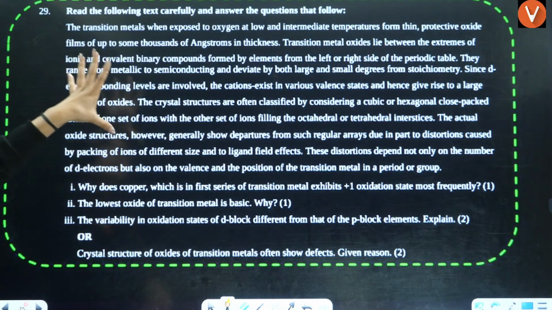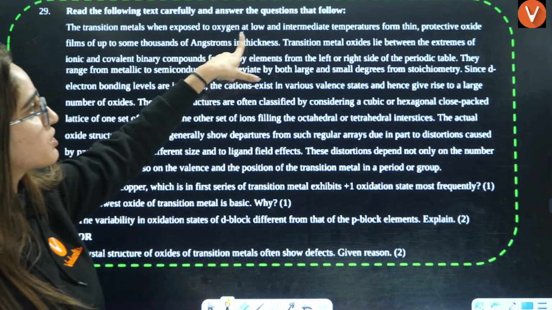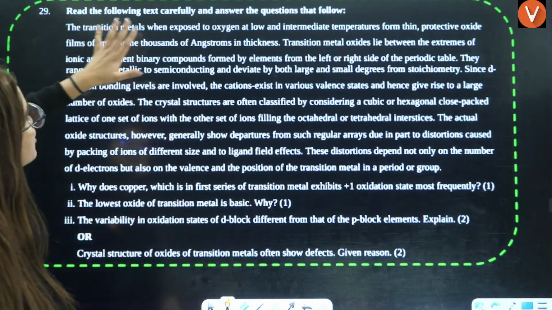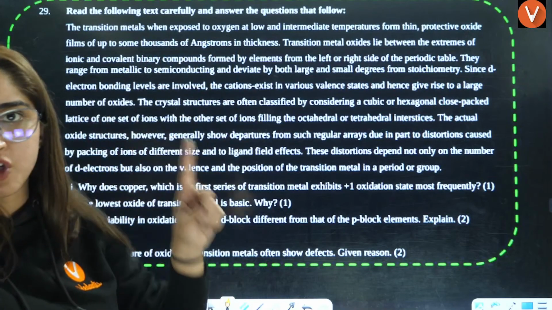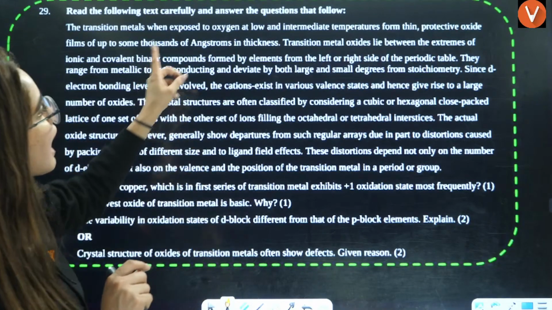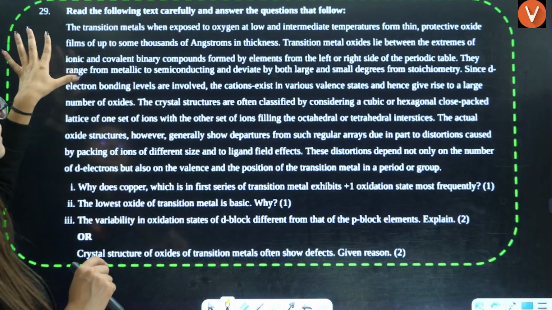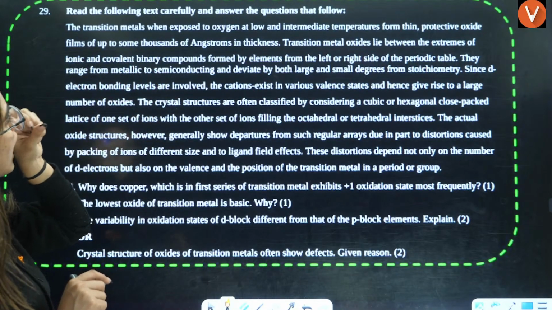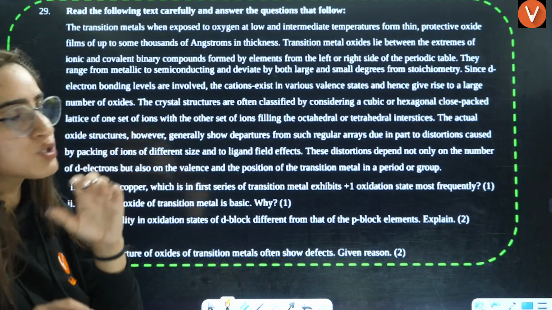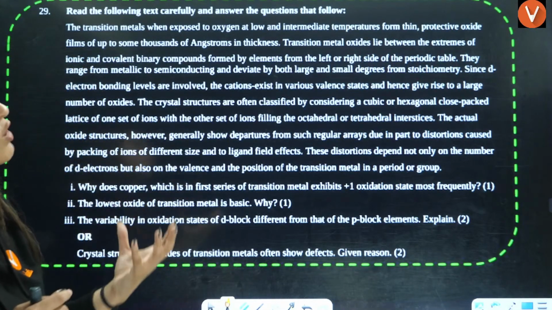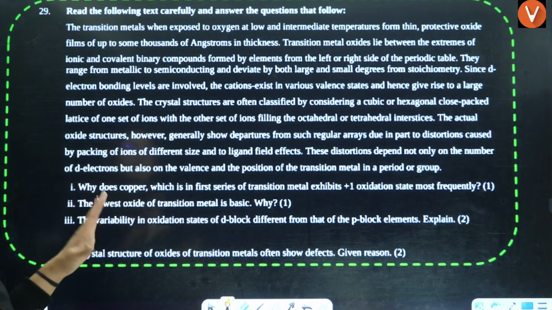Transition metals, when exposed to oxygen at low and intermediate temperature, form a thin protective oxide film up to some thousands of angstroms in thickness. Transition metal oxides lie between the extremes of ionic and covalent.